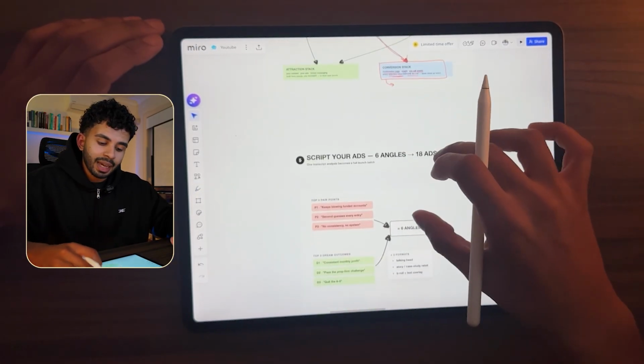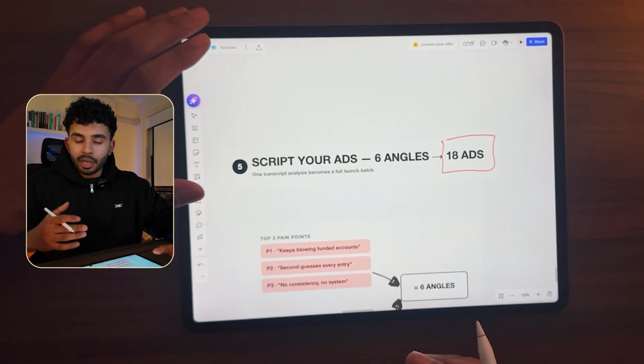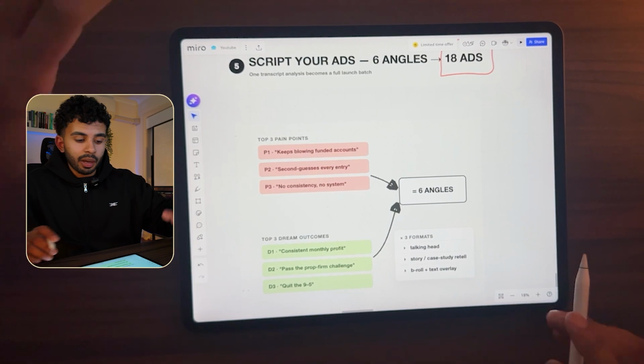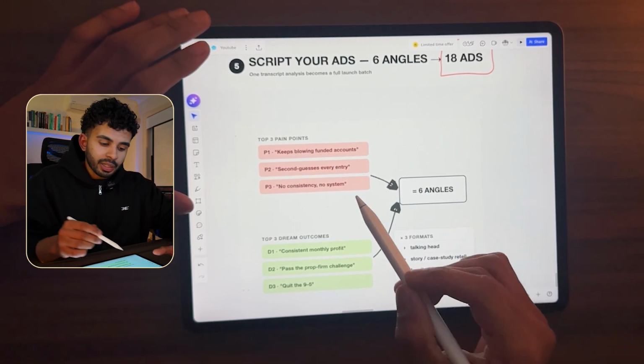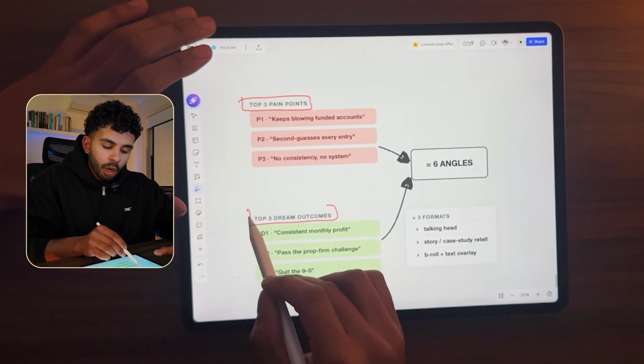Okay, so here's how that analysis is going to turn into 18 ads. And this is without a copywriter or without guessing hundreds of hooks. So based on the ICP analysis you've done above, what you want to be able to identify and extract is what are the top 3 pain points that your prospects have and what are the top 3 dream outcomes.